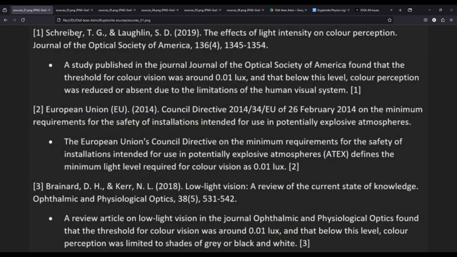This is the first source he lists. These are screenshots directly from his video. The Effects of Light Intensity on Color Perception, Journal of the Optical Society in America.